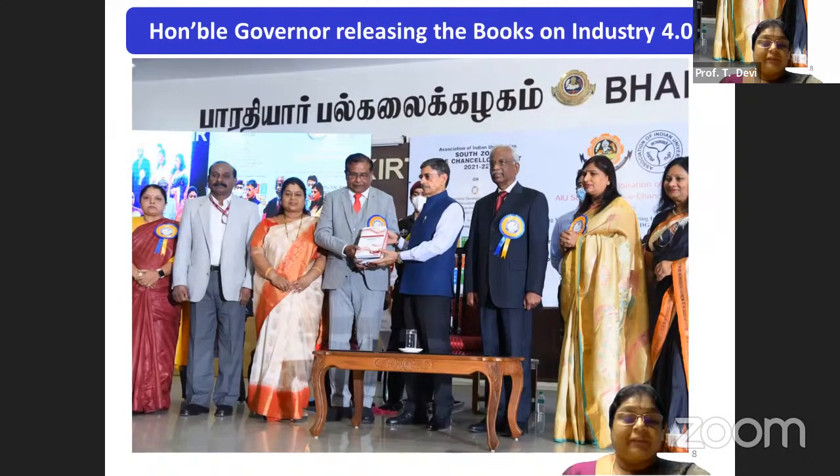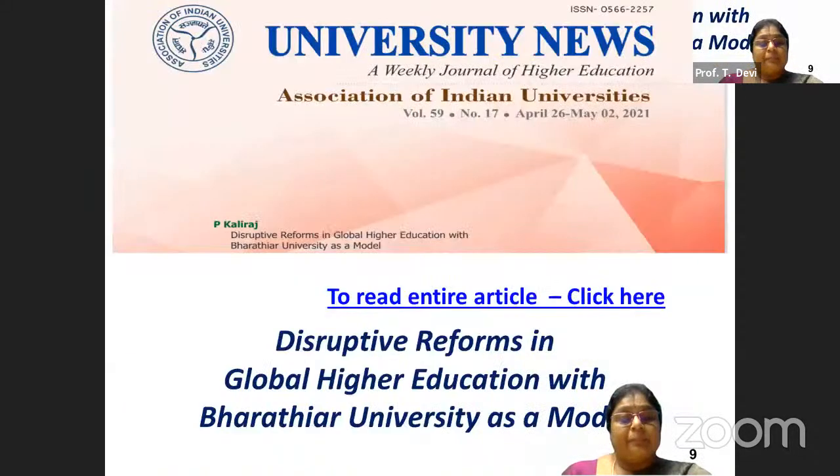Okay, you go to that website, you will see at least one good chapter from the book freely available. There are order forms which will permit you a 30% discount on the books. Each book costs somewhere around 8,000 to 12,000 rupees. And based on that only, we have framed the syllabus, curriculum 4.0. And we have come out with an article, Disruptive Reforms in Global Higher Education with Bharatiya University as a Model. This article is also available on that website, b-u.ac.in.